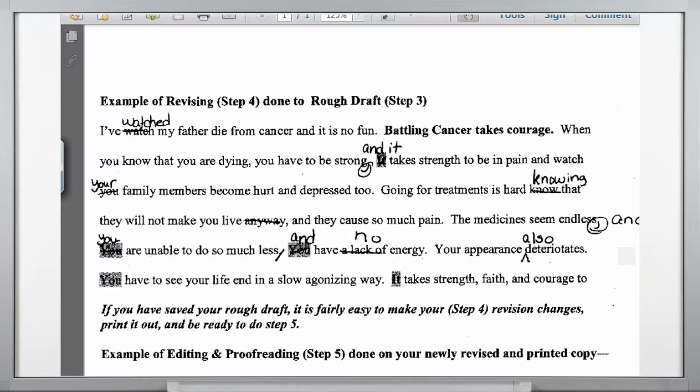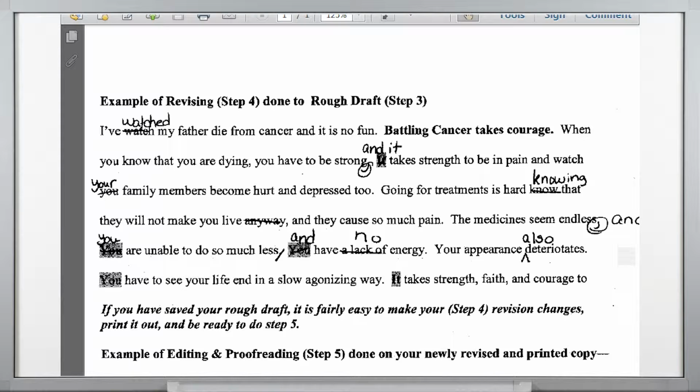So in other words, we put two complete thoughts together with that comma and the fanboy to make it read a little more clearly. On the "you," we left this "you," and I'm not sure, something doesn't look right. Oh, I see. The medicine seemed endless, comma, and you're able to do so much less. So in other words, we also did a combined sentence with that one to get rid of the "you."